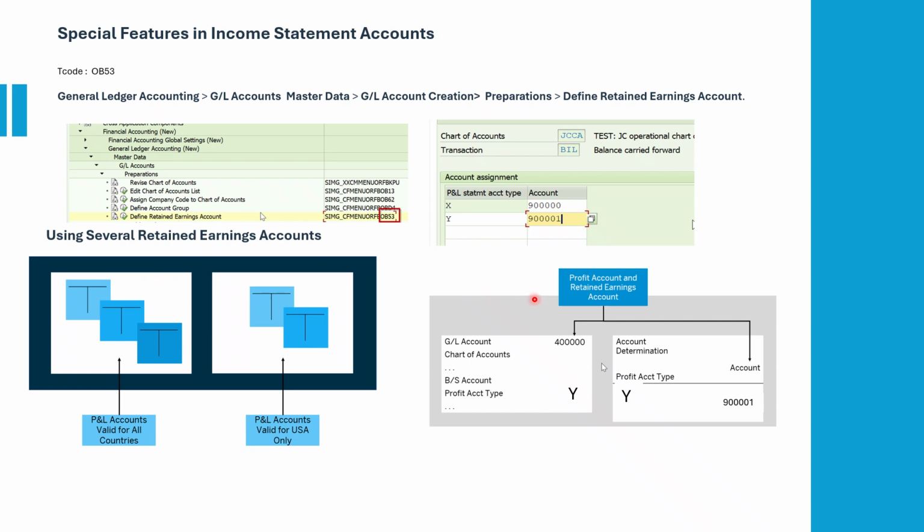when we are creating our P&L accounts, which kind of account type it will be, whether X or Y. If you give X, then when we do the retained earnings transfer from P&L to retained earnings accounts, it will go to 900,000, and if we give Y in the master record, then it will go to 900,001. So that's how we maintain it. That's it.